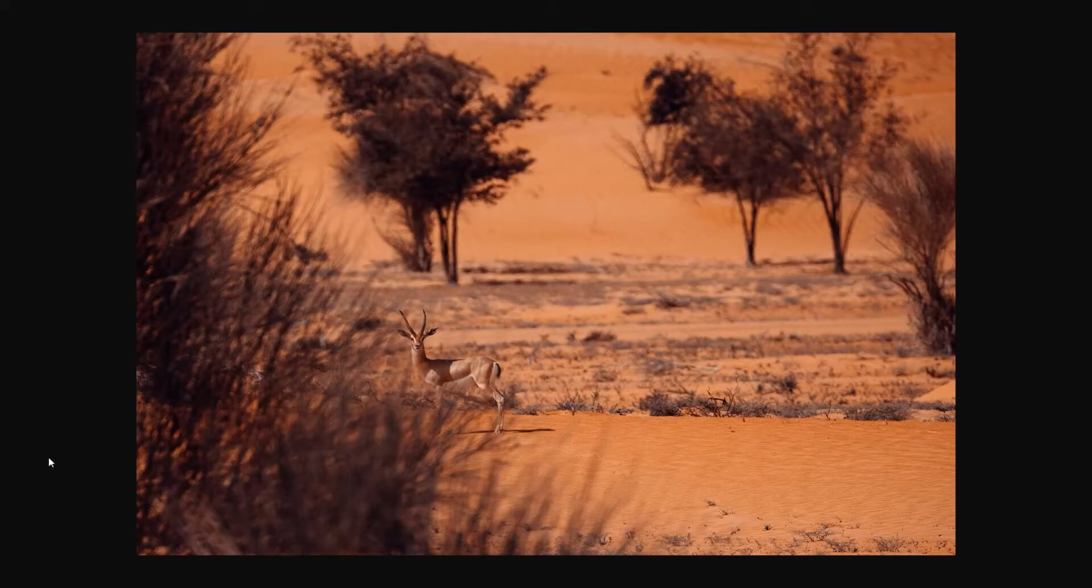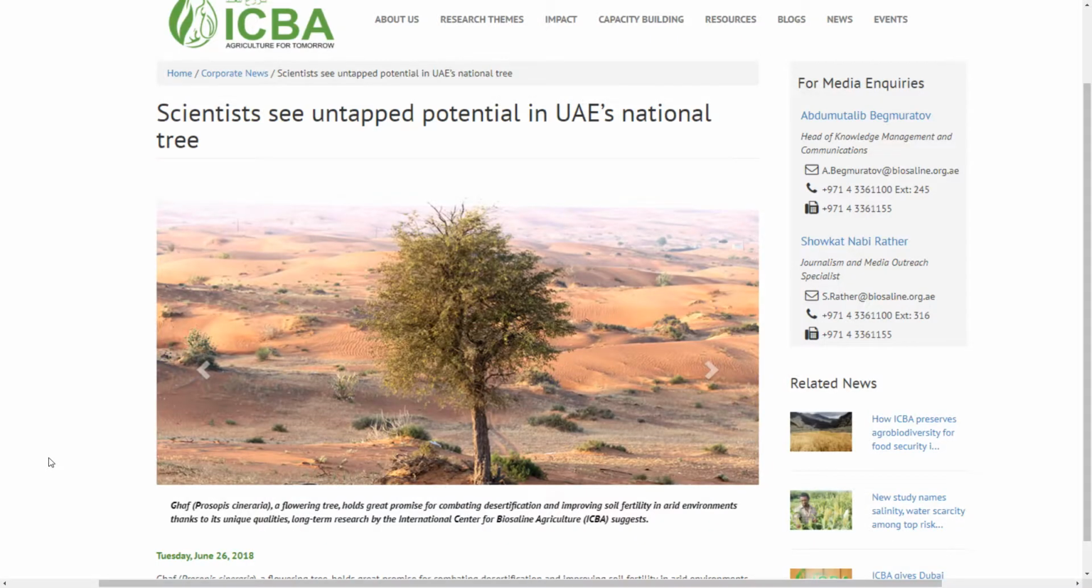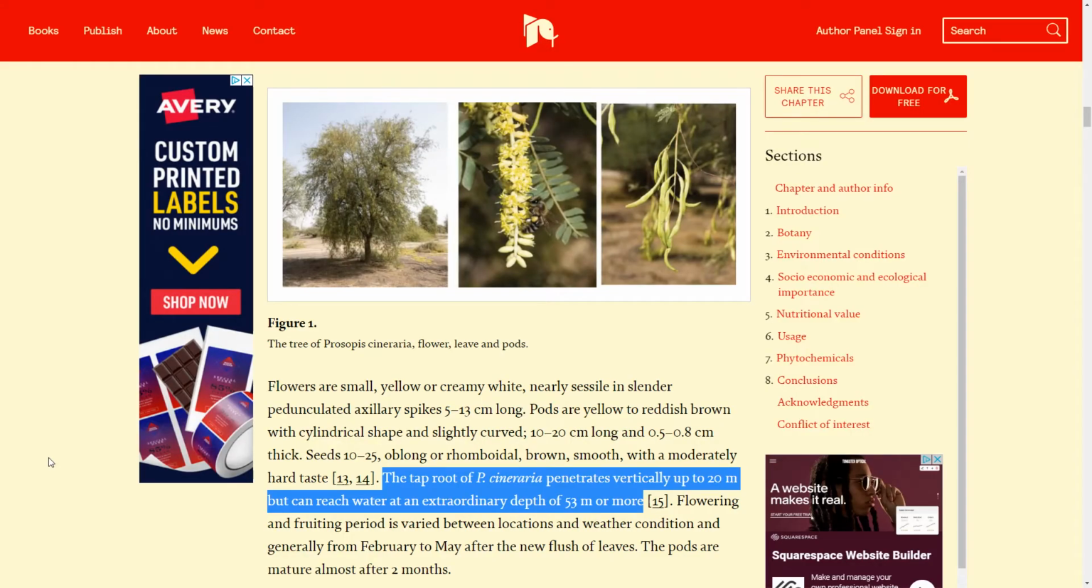Really? That's pretty amazing. So I looked it up. Apparently this tree is pretty amazing. It could have roots that go 20 meters deep and could reach water at 53 meters or more. That's 160 feet. That's really deep. That explains why I can't see the water, because there's no water to be seen. It's so deep underground, and that explains why this tree could survive through summer, winter. It doesn't really matter what season, because the water supply is so deep underground, it doesn't really change.